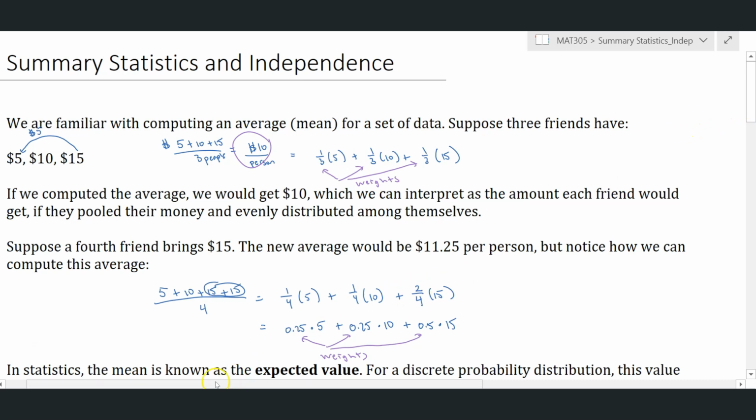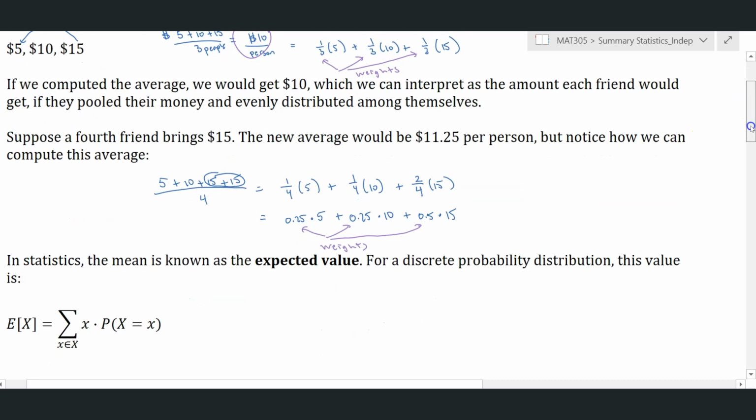Now in statistics, instead of calling it an average or mean, we typically refer to this number as the expected value. The word expected just means if you were to repeat something many times over and over again, what would be the value that you would come up with? Again, there's nothing to really repeat here. These are known dollar amounts. There's nothing random going on here.